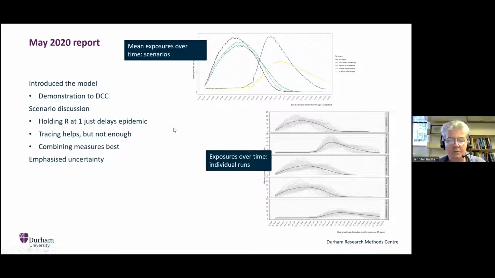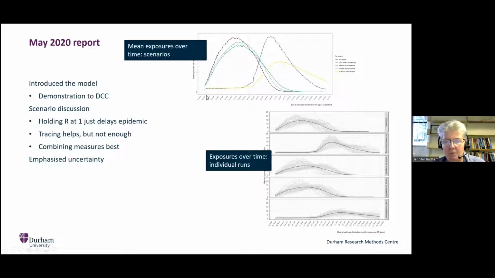And so here the upshot is holding the reproduction ratio, which I'm sure you all know what that is now, but it's effectively how many people each person is able to directly infect. Holding that at 1 doesn't actually kill the epidemic. It just delays it until you pull back from the distancing measures, let everybody go again, and then it just takes off. And then there were various things about whether isolation was going to be enough and so on and so forth.